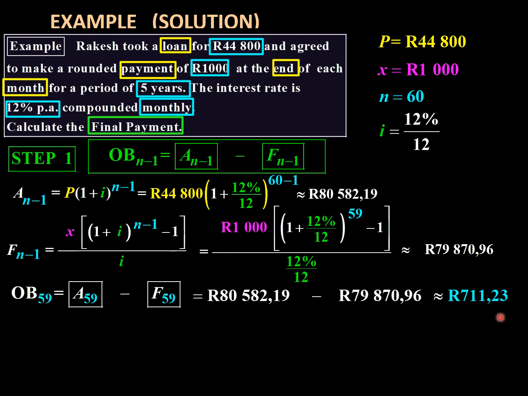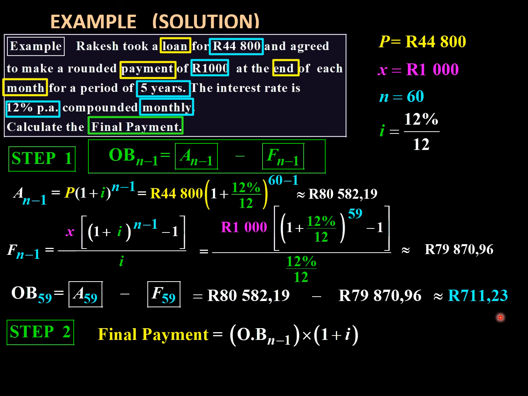Now, the final payment would be our step 2. The final payment is that amount, which just needs to have 1 month more of interest, right? So the final payment would be that outstanding balance times 1 more month, 1 plus i. And if we calculate that with the same interest rate, 12% over 12, his final payment is 718 Rand and 34 cents, right?